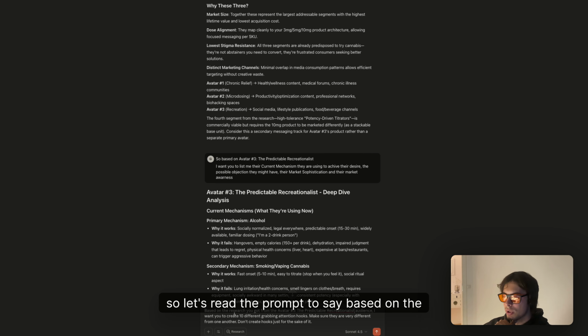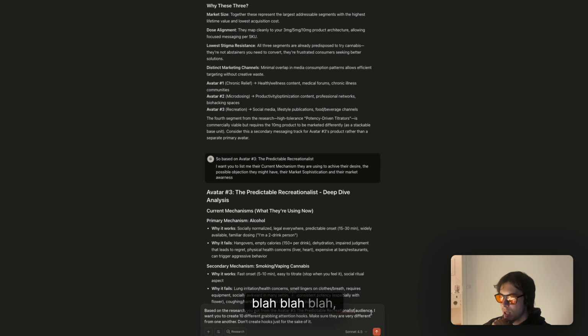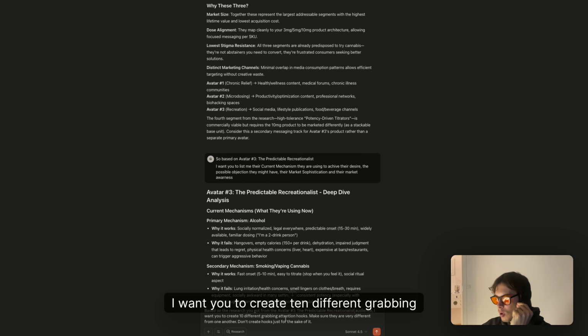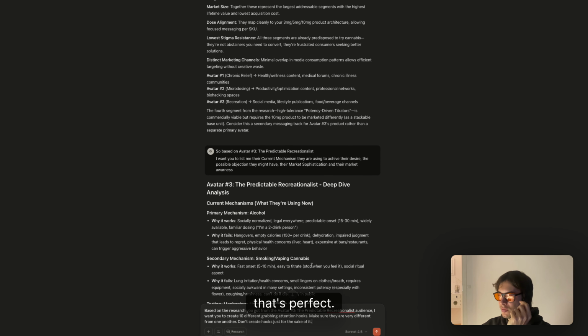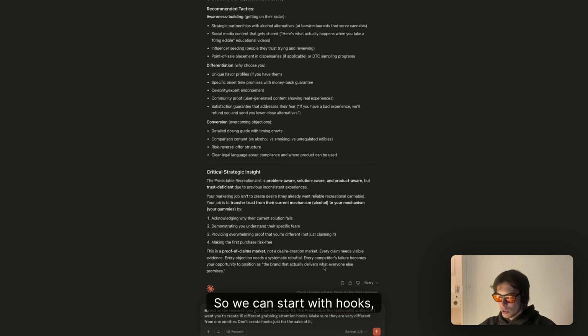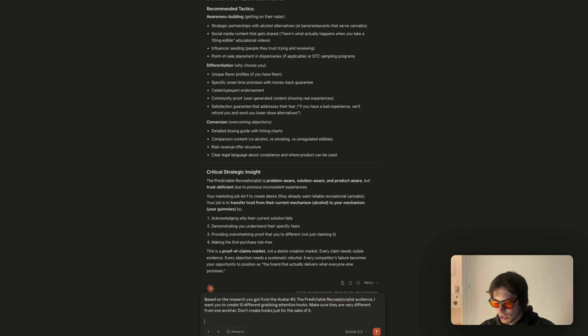Let's say, based on the research you got from avatar number 3, I want you to create 10 different attention-grabbing hooks. Make sure they are very different from one another. Don't create hooks just for the sake of it, right? That's perfect. We can even go further, but actually, let's start with the hooks first. Let's go step by step.